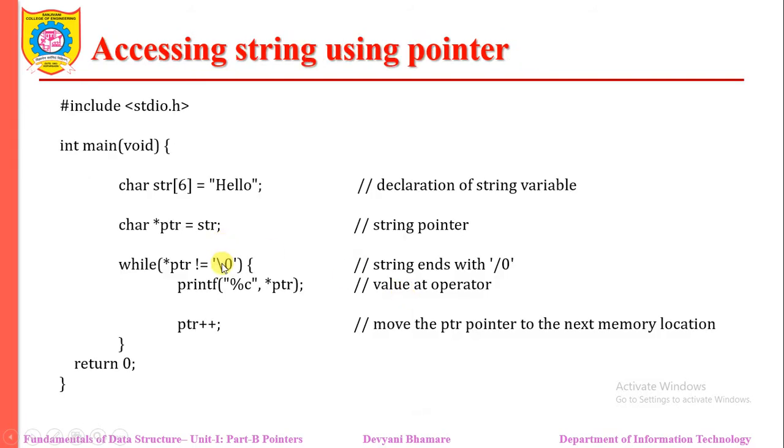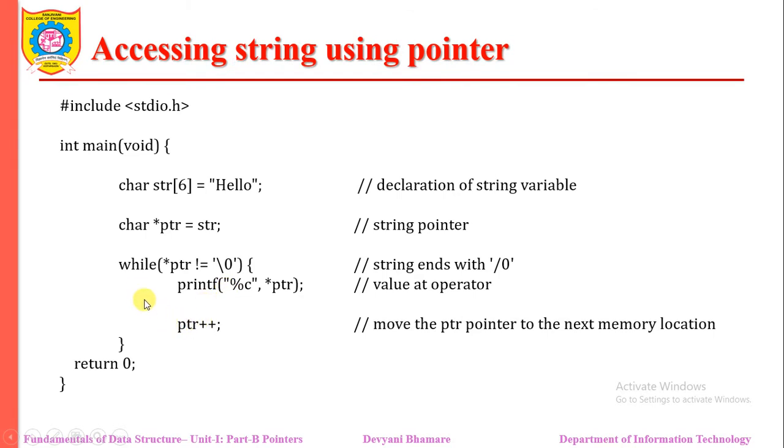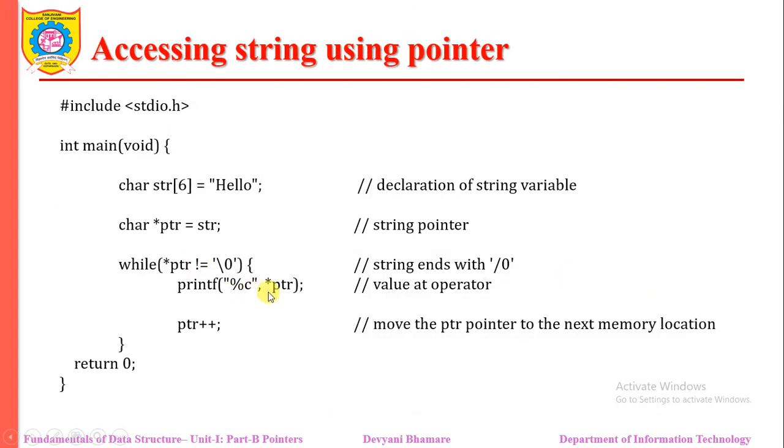H is not equal to null, right? That's why ptr is increased by 1. As this is a character, ptr is increased by 1 position, meaning from 1000 it will reach 1001. Now ptr contains the address 1001, and the value at address 1001 is e, which is not null. In the same fashion we again increase ptr by 1. This is repeated until we get the null character at the end of the string. Meanwhile, we also display the value. So this is how we display the string with the help of pointers.